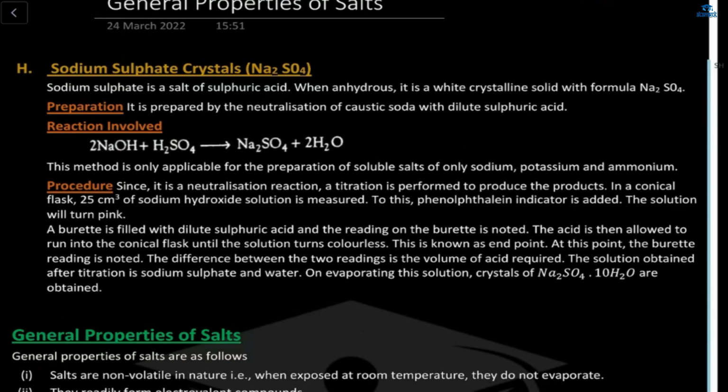Okay. Good. So last is sodium sulfate crystal, which is Na2SO4. So how to prepare this? It is prepared by the neutralization of caustic soda with sulfuric acid. This is your sulfuric acid. So when we mix these two, we'll get a sodium sulfate crystal.